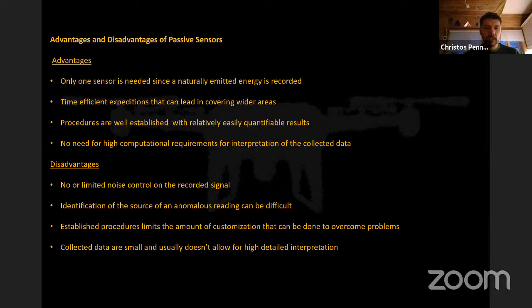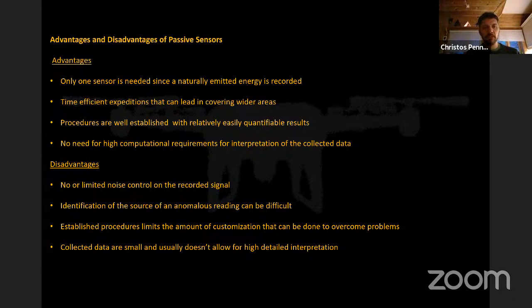There is no need for high computational requirements for interpretation of the collected data. It's rather simple data and not that huge in computational volume.